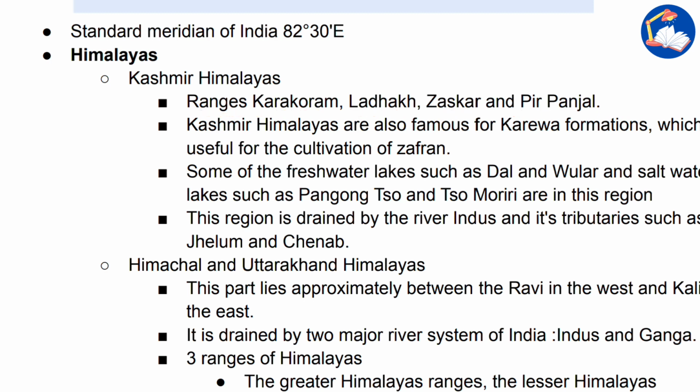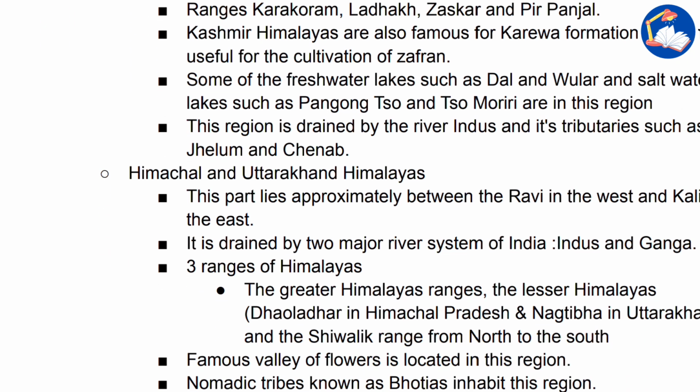Some of the freshwater lakes such as Dal and Wular, and saltwater lakes such as Pangong, Tso Moriri, are in this region, in the Kashmir Himalayas. This region is drained by the river Indus and its tributaries such as Jhelum and Chenab.